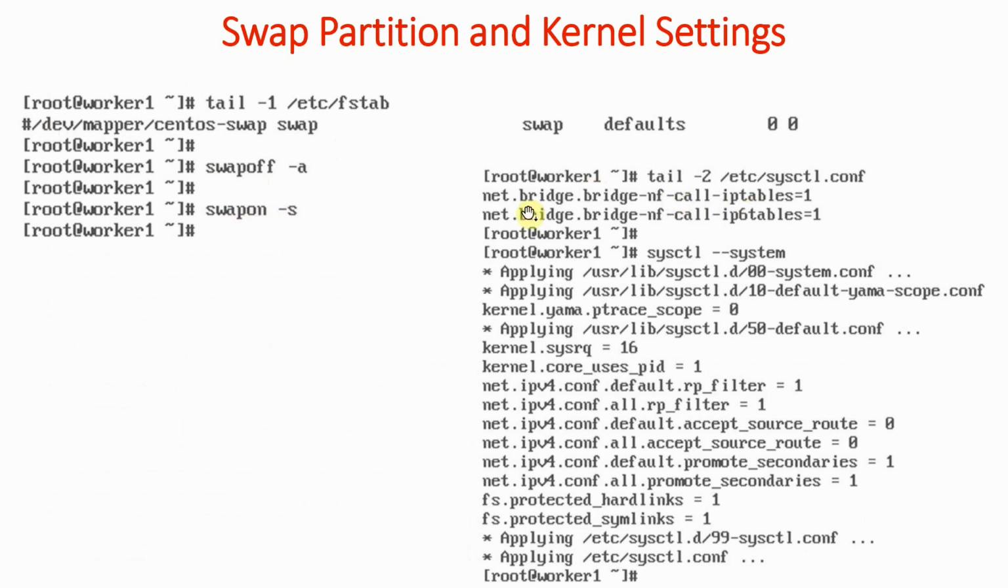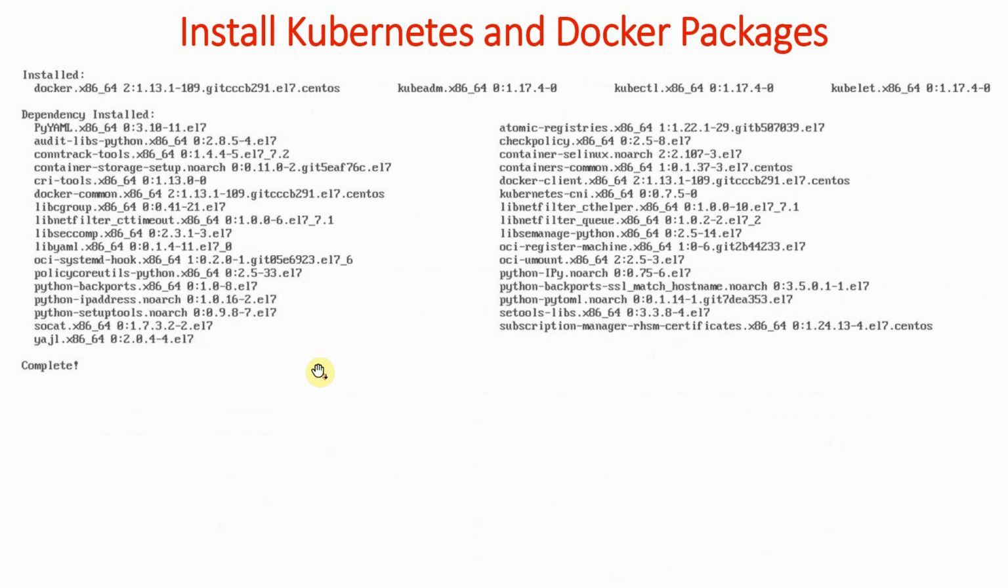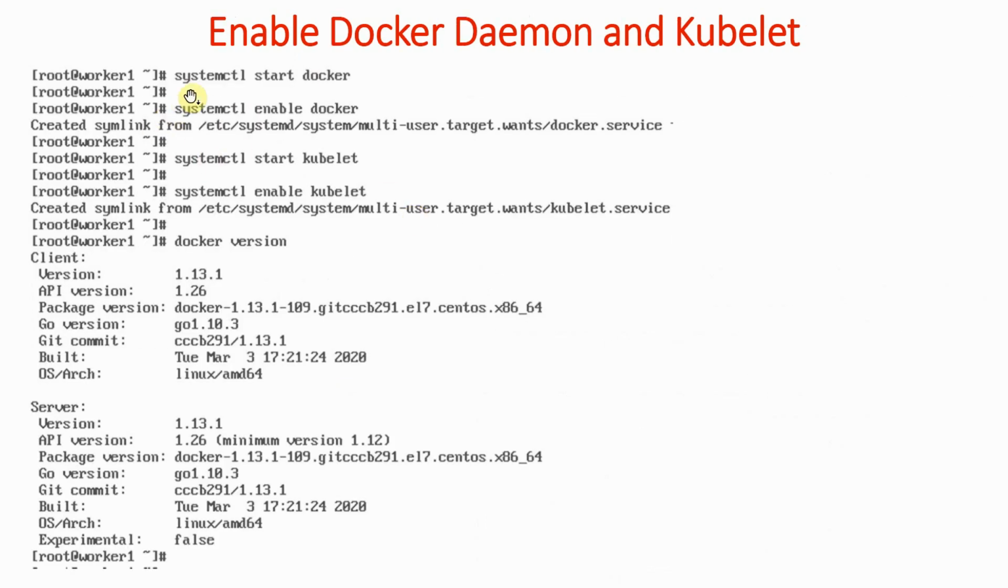Then we are going to make those same changes for the firewall settings. Then we will run the sysctl --system command to enable those settings. That means most of the things are the same on all the 3 systems. Then we are going to run the command yum install -y kubelet kubeadm kubectl docker. Now it is going to download the files and install them. And then what will happen? We will start Docker temporarily, then we will enable the Docker daemon permanently.